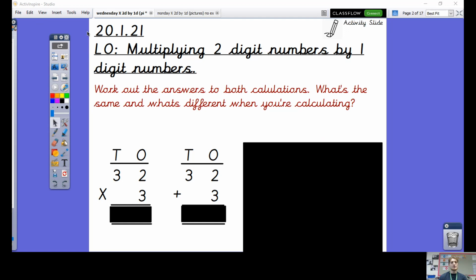So before we begin, let's write the date and learning objective in our maths books, and then in your busy books, or in your maths book if you haven't got your busy book, I would like you to have a go at solving these two calculations here. And then I would like you to have a think or write down what's the same and what's different when you're calculating these two calculations. Maybe look at the numbers, maybe look at how it's laid out, maybe have a think whilst you're working it out, what's the same and what's different, and then maybe the answers as well, okay? So do the answers first and then find what's the same and what's different.